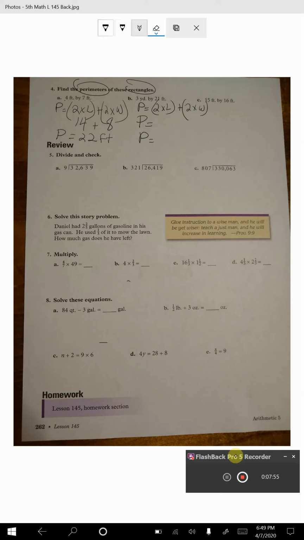So 21 feet equals how many yards? 21 divided by 3 is 7, right? So this is actually 7 yards. Okay, now we can go back to doing it. So 2 times the length, 7 yards. 2 times 7 is 14. 3 times 2 is 6.